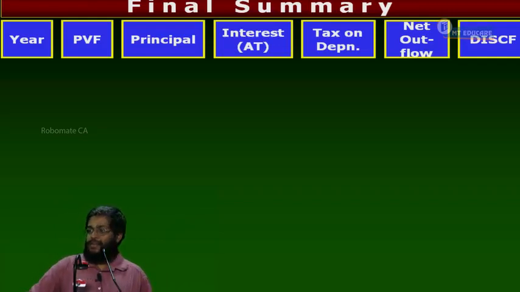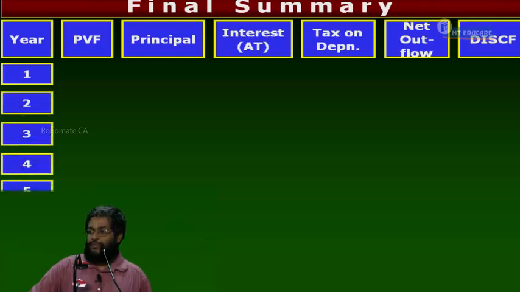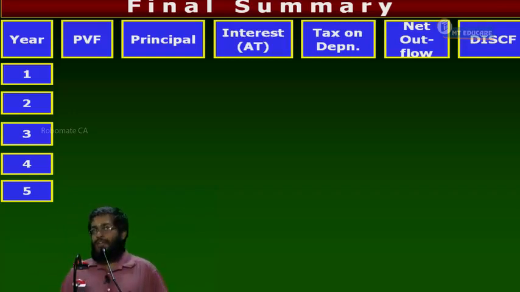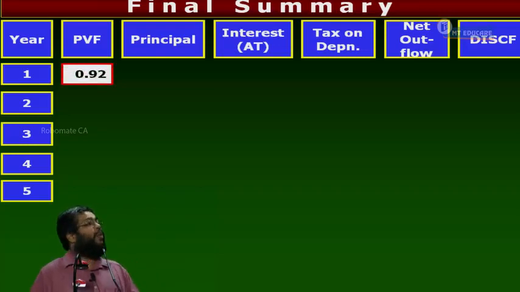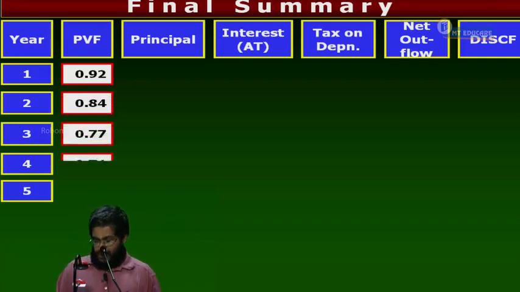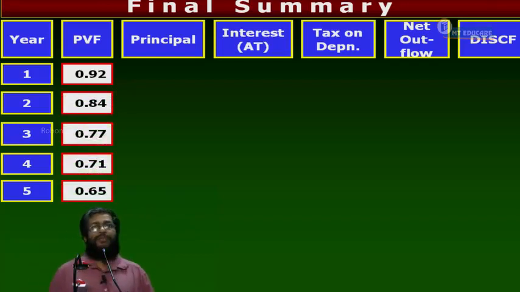Can we start putting the numbers? Years 1, 2, 3, 4 and then 5. When the question gives a present value factor, use the same. Don't write 4 decimals when they are given in 2 decimals, or the answer will not tally. So what is the present value factor? 0.92. How did I get 0.92? 1 divided by 1.09. Next is 0.84, 0.77, 0.71, 0.65.